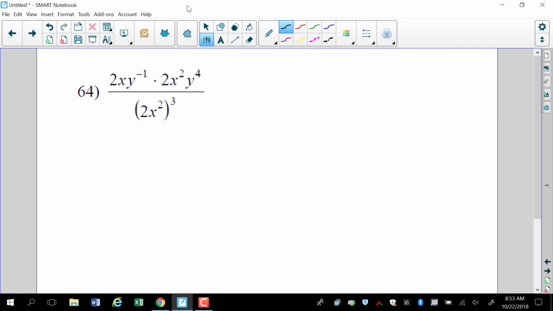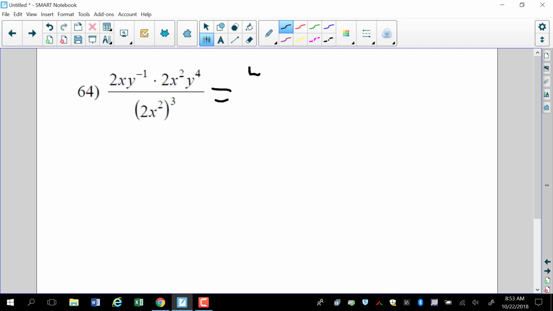Now, this one combines a whole bunch of stuff. I'm just going to show you that once you have these tools down, it's pretty straightforward, because the truth is, as long as you follow the rules, it doesn't matter what order you follow them in, as long as the rules are followed. So to make my life easy, I'm just going to work the top first.